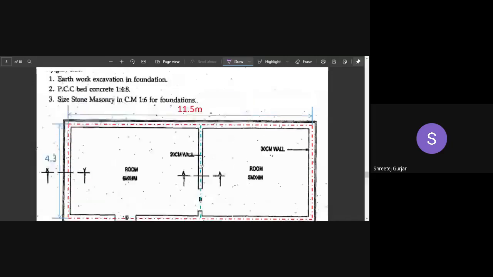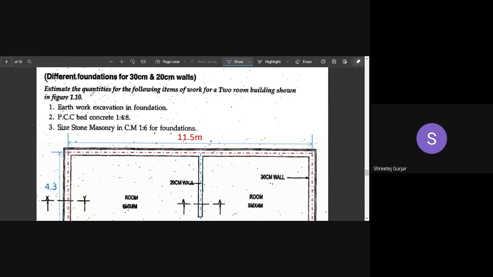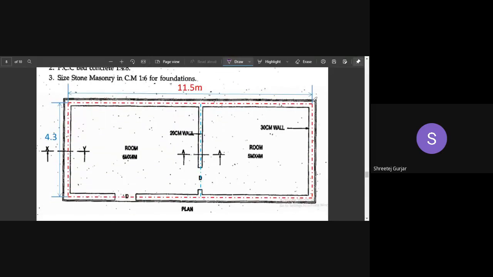Okay, so they have asked us to estimate the quantities of the following items of work. We have been asked to calculate the earthwork in excavation, the PCC bed concrete in foundation, and the size stone masonry in foundation. Only up to size stone masonry. We are not being asked to calculate the brickwork. No superstructure brickwork is required. We are required to calculate only these three quantities. So I have drawn the center line in red color for the 30 centimeter wall, and the center line for the 20 centimeter wall in blue color.